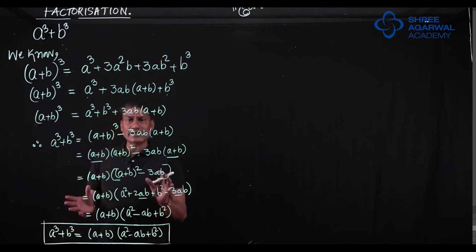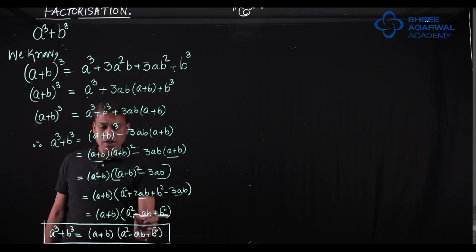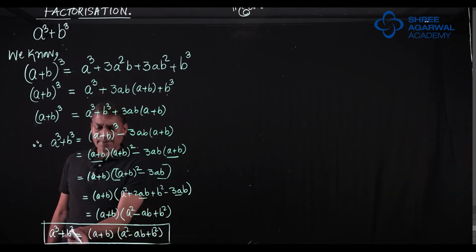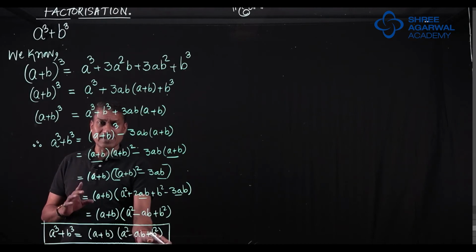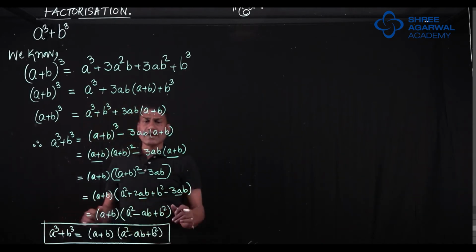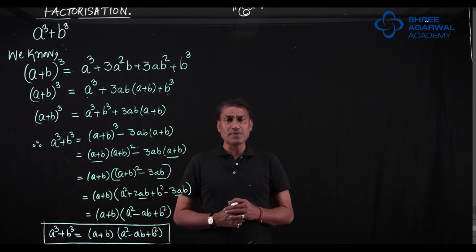So I am again telling you, a cube plus b cube's factors are two factors, a linear factor and a quadratic factor. In the first bracket the sign will be the same as the original sign. In this bracket the first sign will be opposite of this sign and the last sign will always be plus. So this is the factorization of a cube plus b cube.